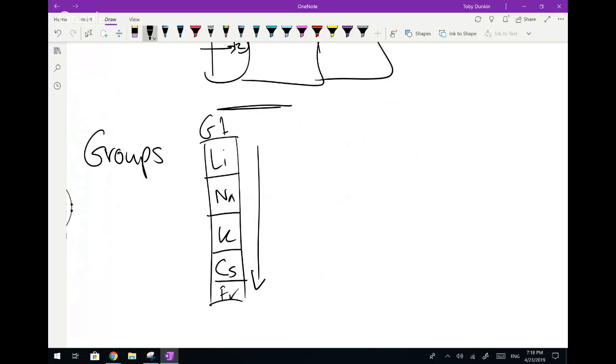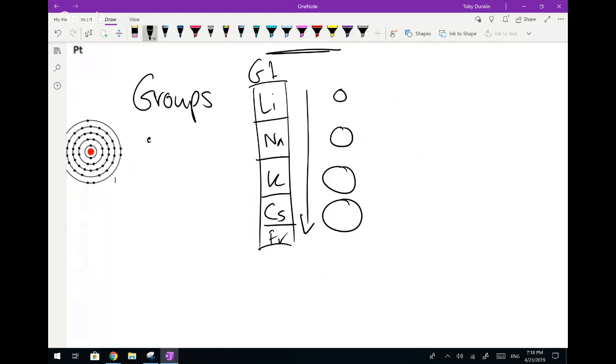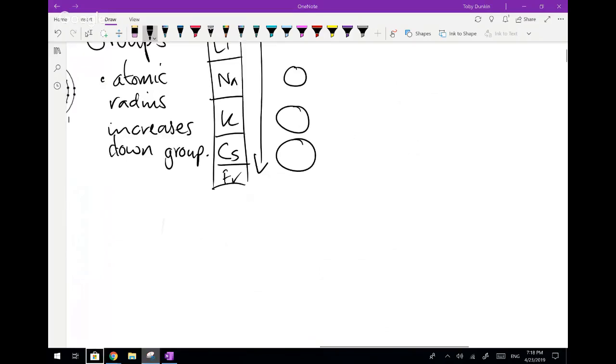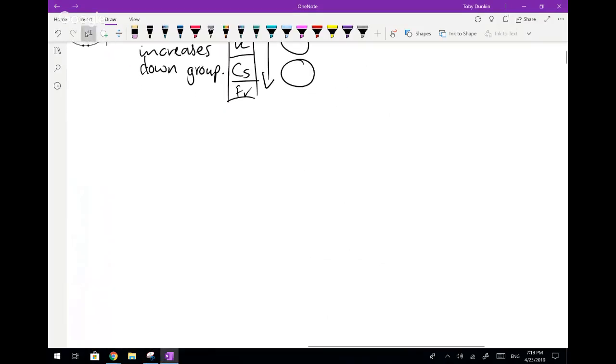And as you go down the group, the atoms increase in size. Now, this is a general trend in the periodic table. So, fact about groups, atomic radius increases down a group. And if people are wondering how you measure the size of an atom, what you actually do is you measure from the nucleus to its outermost electrons.